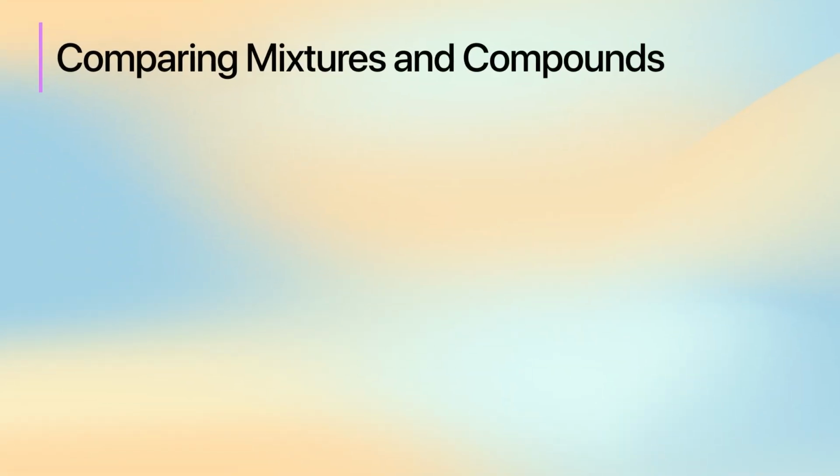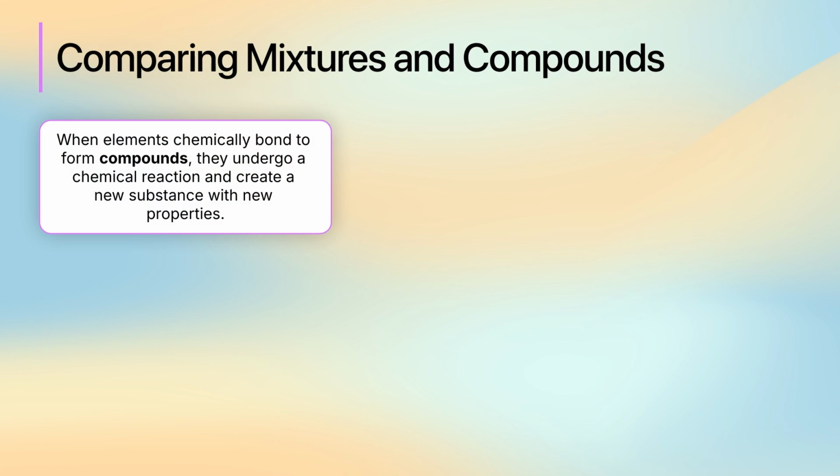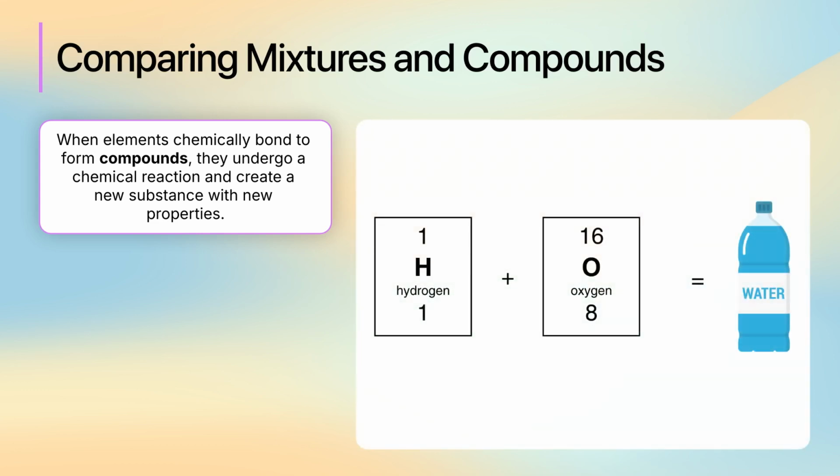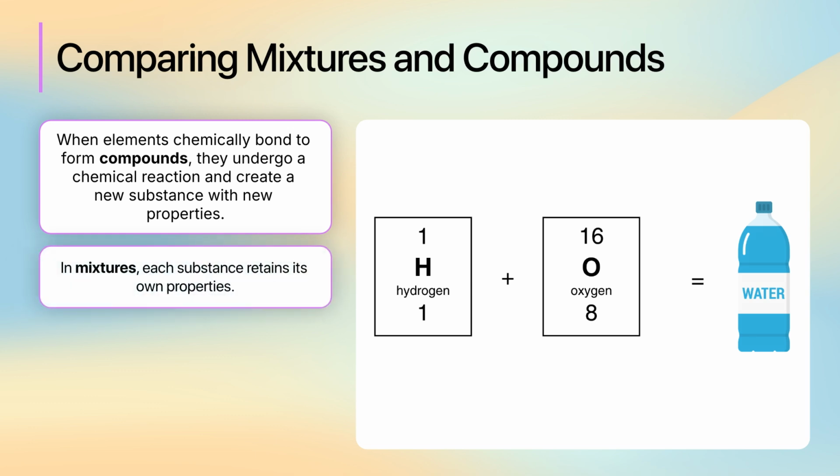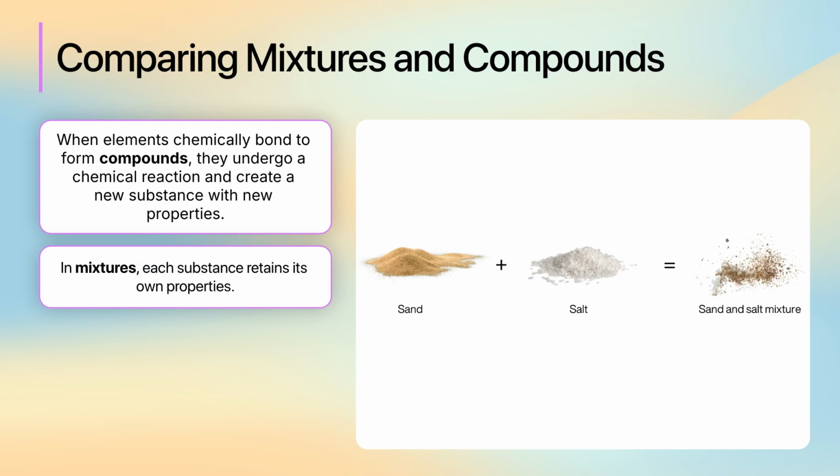Recall from our previous lessons that when elements chemically bond to form compounds, they undergo a chemical reaction and create a new substance with new properties. For instance, when hydrogen and oxygen react chemically, they form water, which has properties very different from both hydrogen and oxygen. In mixtures, however, each substance keeps its own properties. For example, if you mix sand and salt, you still have sand and salt. They haven't reacted to form a new substance. Despite being physically combined, substances in mixtures maintain their inherent chemical properties.